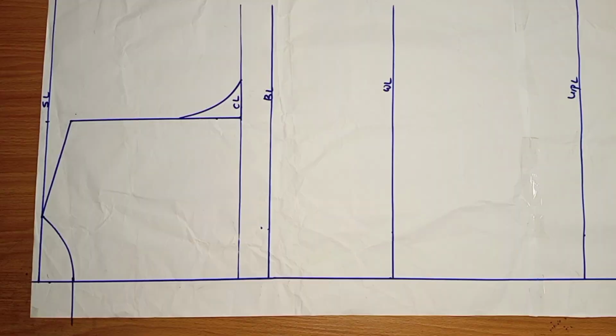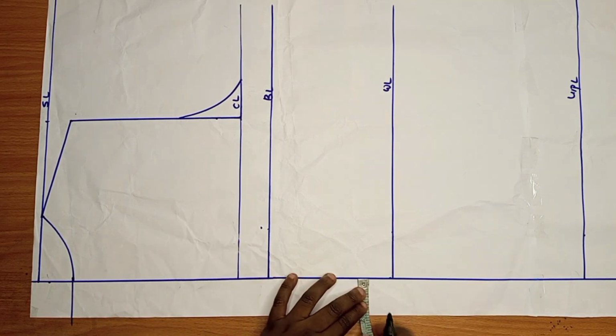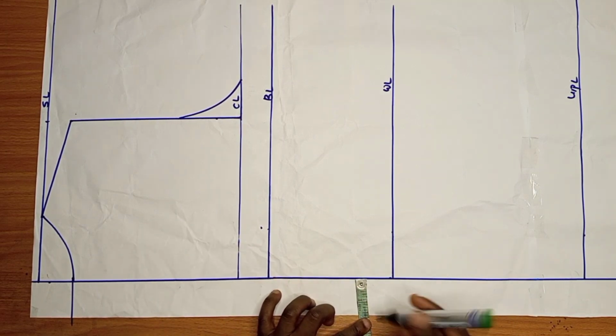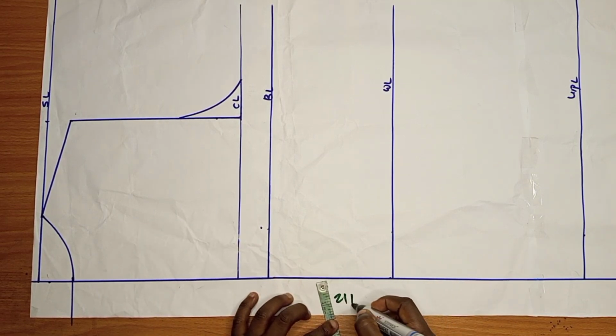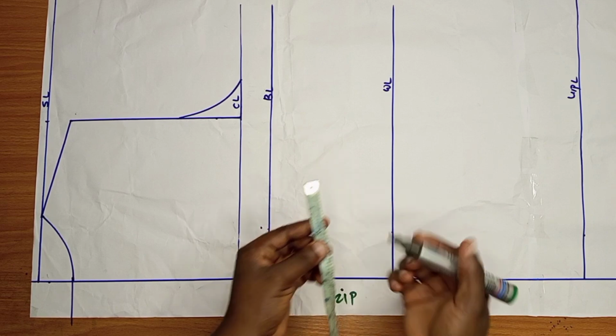So now I've gone ahead to the back part. I've marked my body measurements, including my zipper allowance. For my zipper allowance, I made use of 1.5 inches. So I'm just going to label this, and then I'm going to be taking all my measurements from that zipper allowance line. So my zipper allowance is 1.5 inches, like I said.